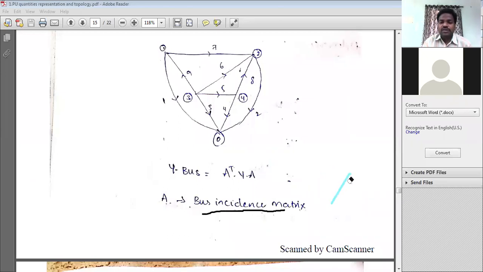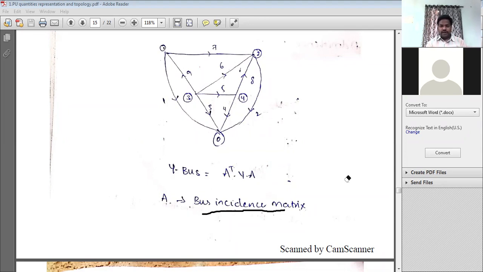Now, first, step number one. Whenever you get this type of problem in your university question papers, you need to elaborate your answer as a step by step process. Okay. So what is step number one? Step number one is you need to consider the graph that has been given.